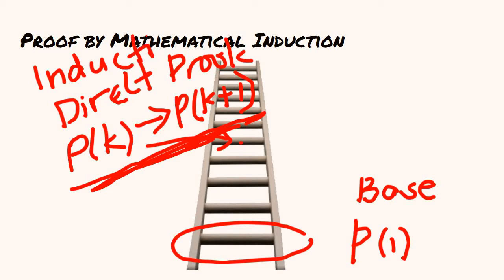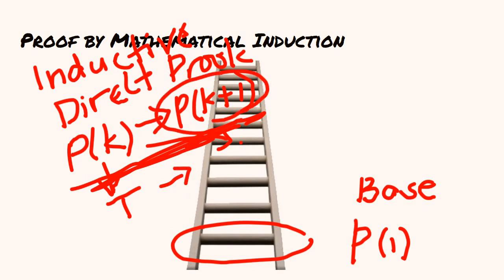That is the inductive step. You're going to assume that an arbitrary k exists, so p sub k is true, and somehow you should show that there's a next step existing for the inductive step to be satisfied.